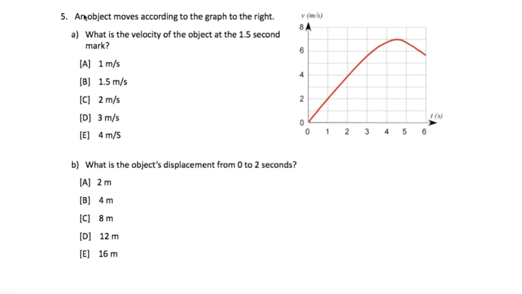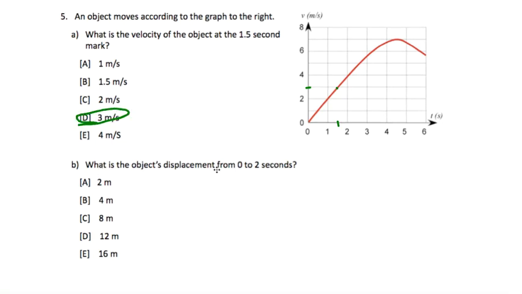Number 5. An object moves according to the graph shown on the right. What is the velocity of the object at the 1.5 second mark? Alright, this one's very simple because this is a velocity graph. So at the 1.5 second mark, that would be right here on our time axis. What is the velocity? You go up and you see that the velocity is right here, which would be at 3. So our answer for that one should have been D.